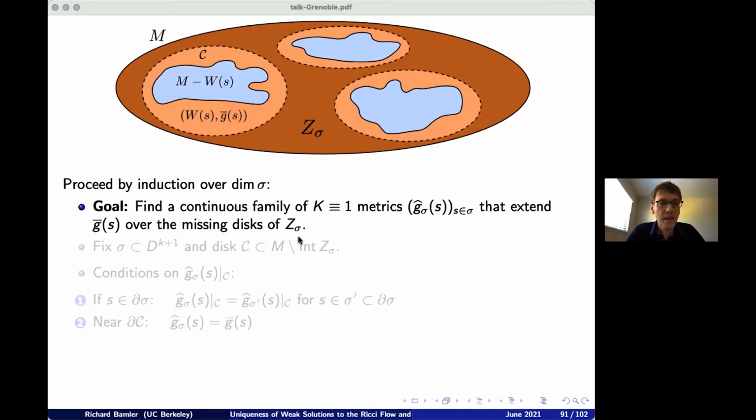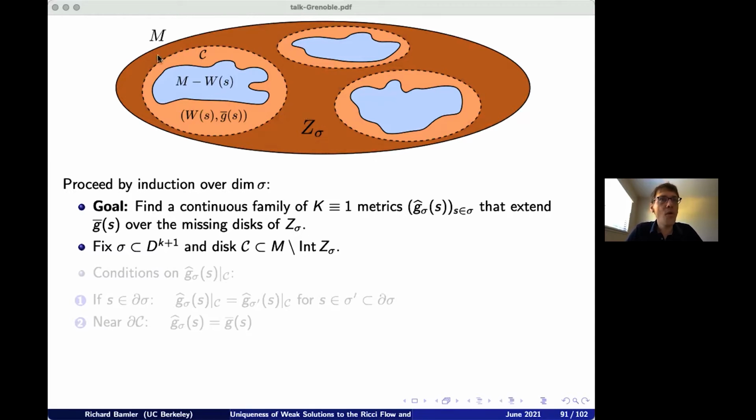Okay, so let me now perform this. So let me fix some sigma, and assume that we've already performed this extension over all the simplices in the boundary of sigma. Okay? And now I need to choose these families of metrics G hat sigma S for every S in sigma. And I want G hat sigma S to be equal to G bar S on Z sigma.